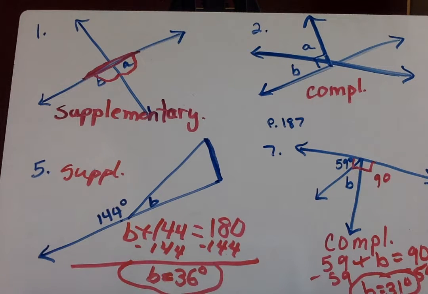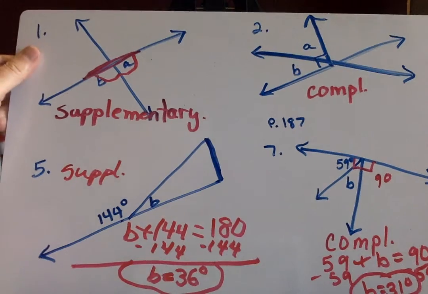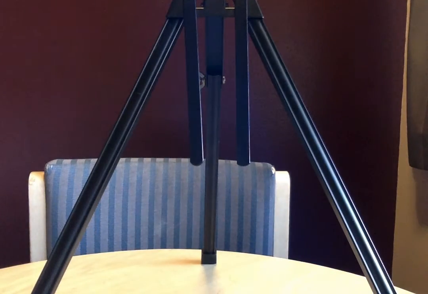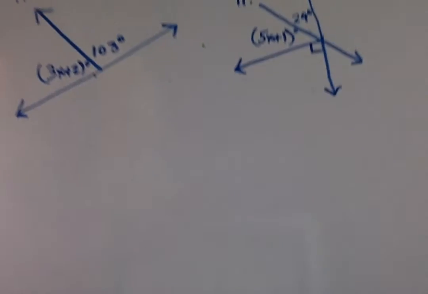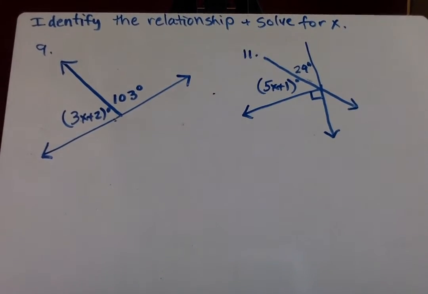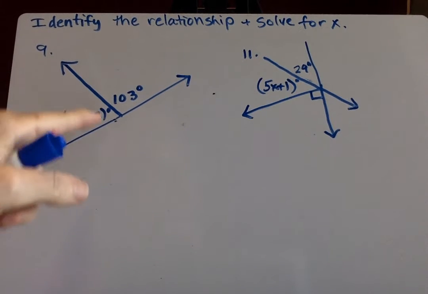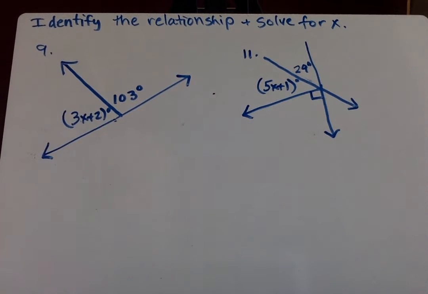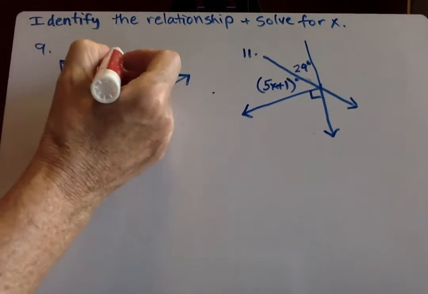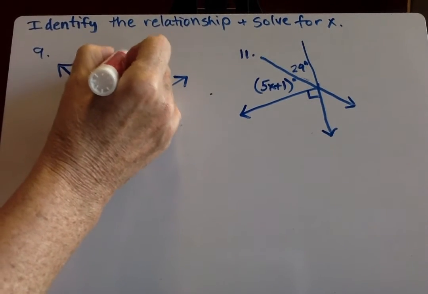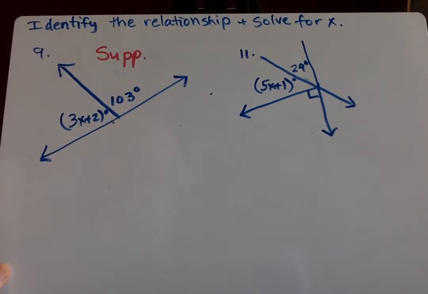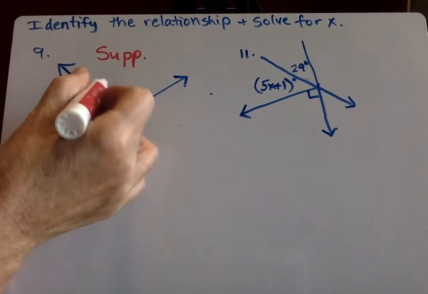Okay. All right, we're going to do a little bit more challenging problems. We're going to jump to number 9. Now, it says identify the relationship and solve for x. So these two right together make a straight line. So these are going to have to be supplementary. I guess I can just go sup. Hey, what's up? This is supplementary.